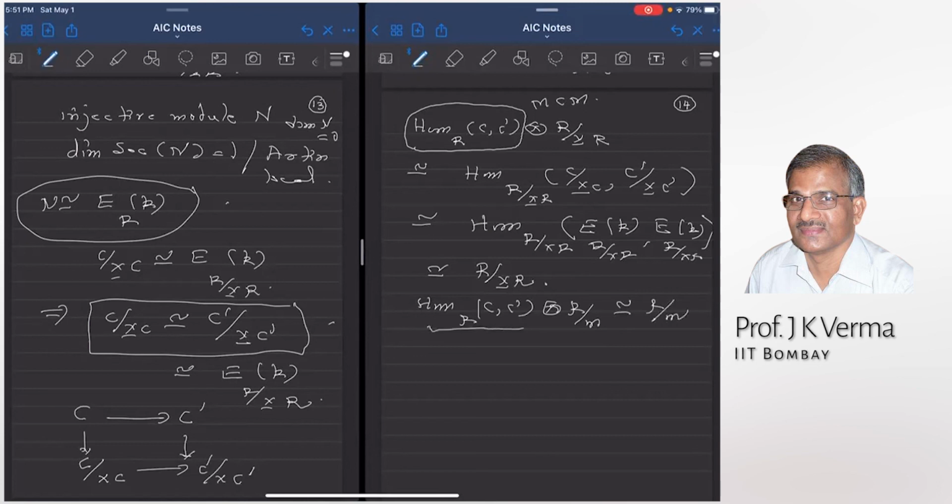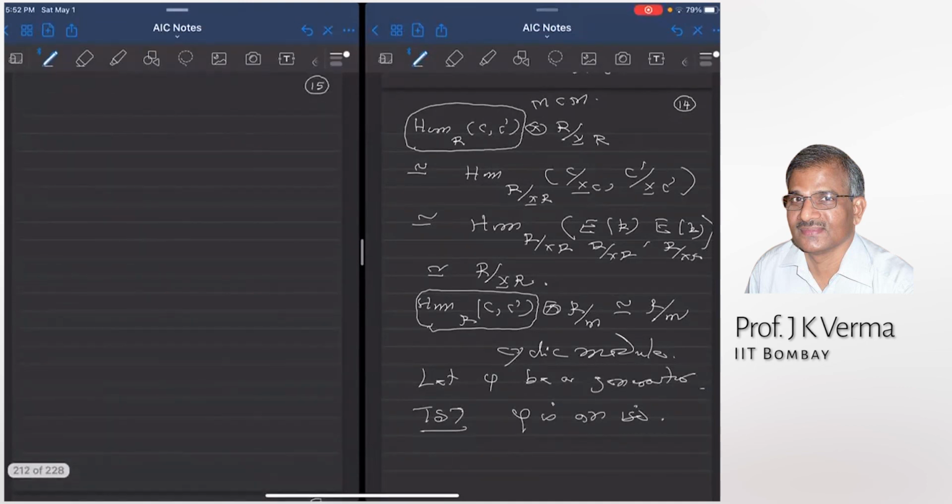So this module is generated by one element. This is a finitely generated module over a Cohen-Macaulay ring of dimension d, and tensoring with R mod M gives me R mod M. So this is singly generated, this is a cyclic module. So suppose let phi be a generator. And I want to show that phi is an isomorphism.